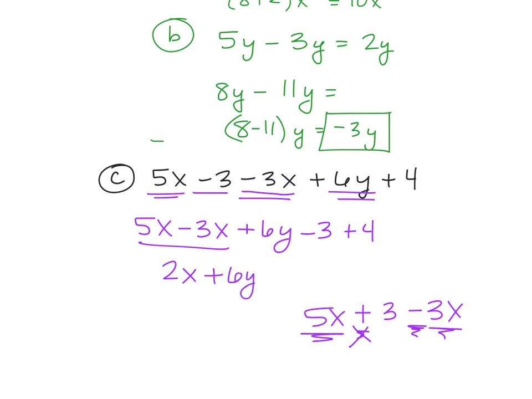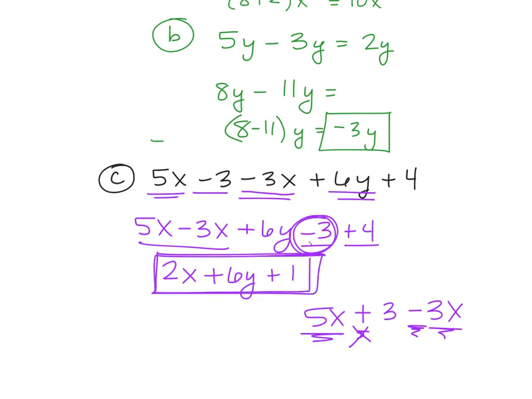Then what? Be careful here. It's plus 1, right? So it's minus 3 plus 4. So negative 3 plus 4 is not 7, right? You have to keep the sign in front of the number. So negative 3 plus 4 would be plus 1. So this is as simple as you can go.